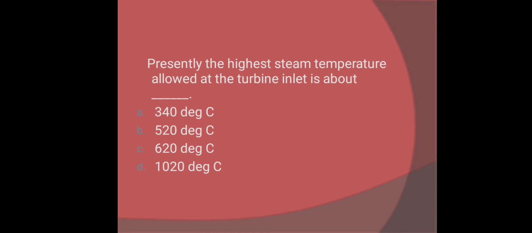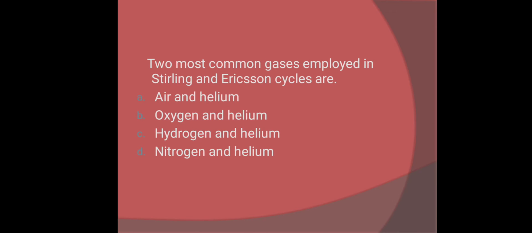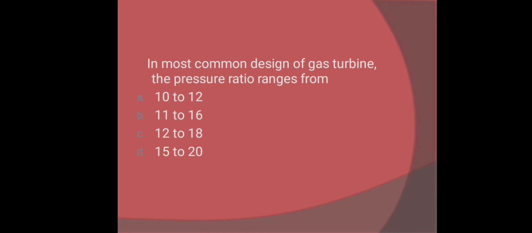Next, presently, the highest steam temperature allowed at the turbine inlet is about blank. Sagot natin dyan ay C, 620 degrees Celsius. Next, two most common gases employed in Stirling and Ericsson cycles are letter C, hydrogen and helium. Next, in most common design of gas turbine, the pressure ratio ranges from 11 to 16. Letter B.